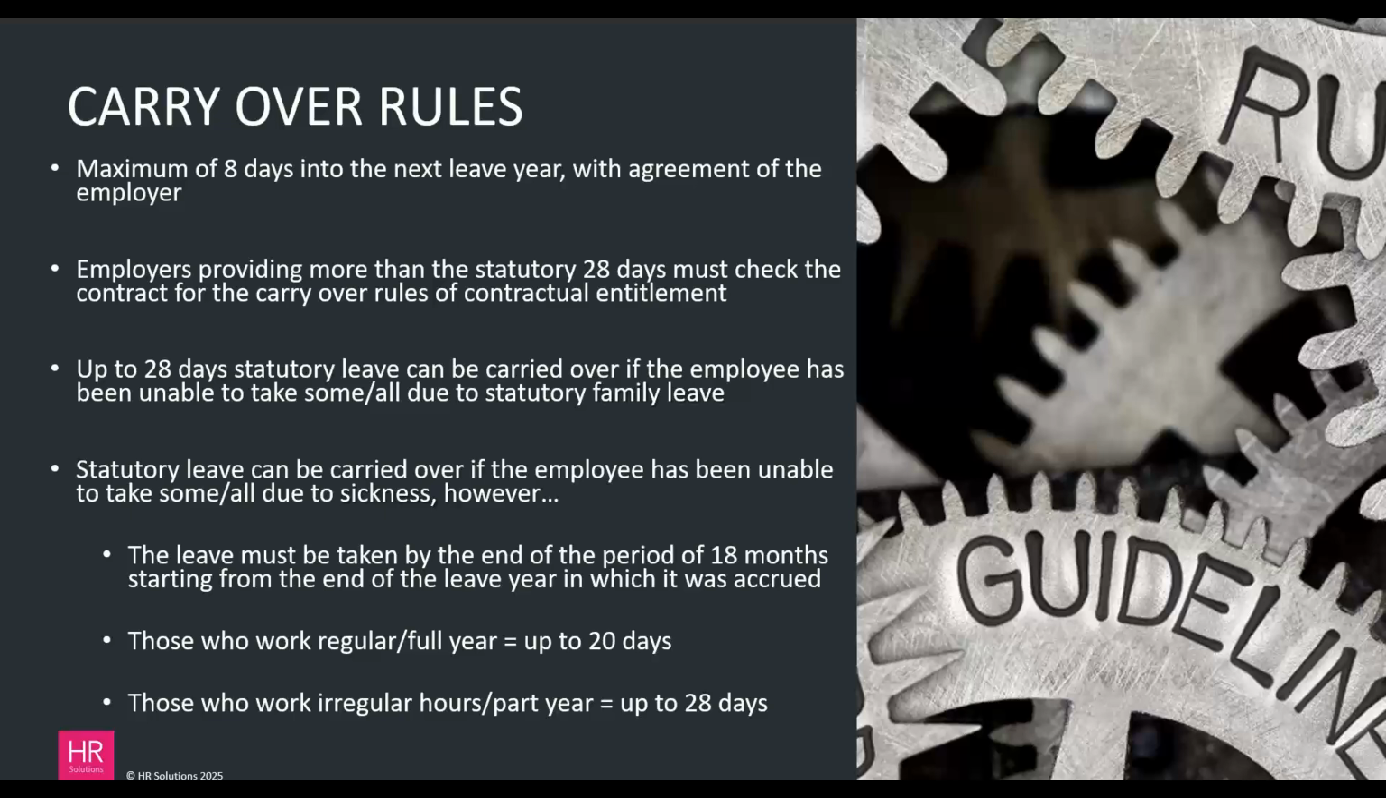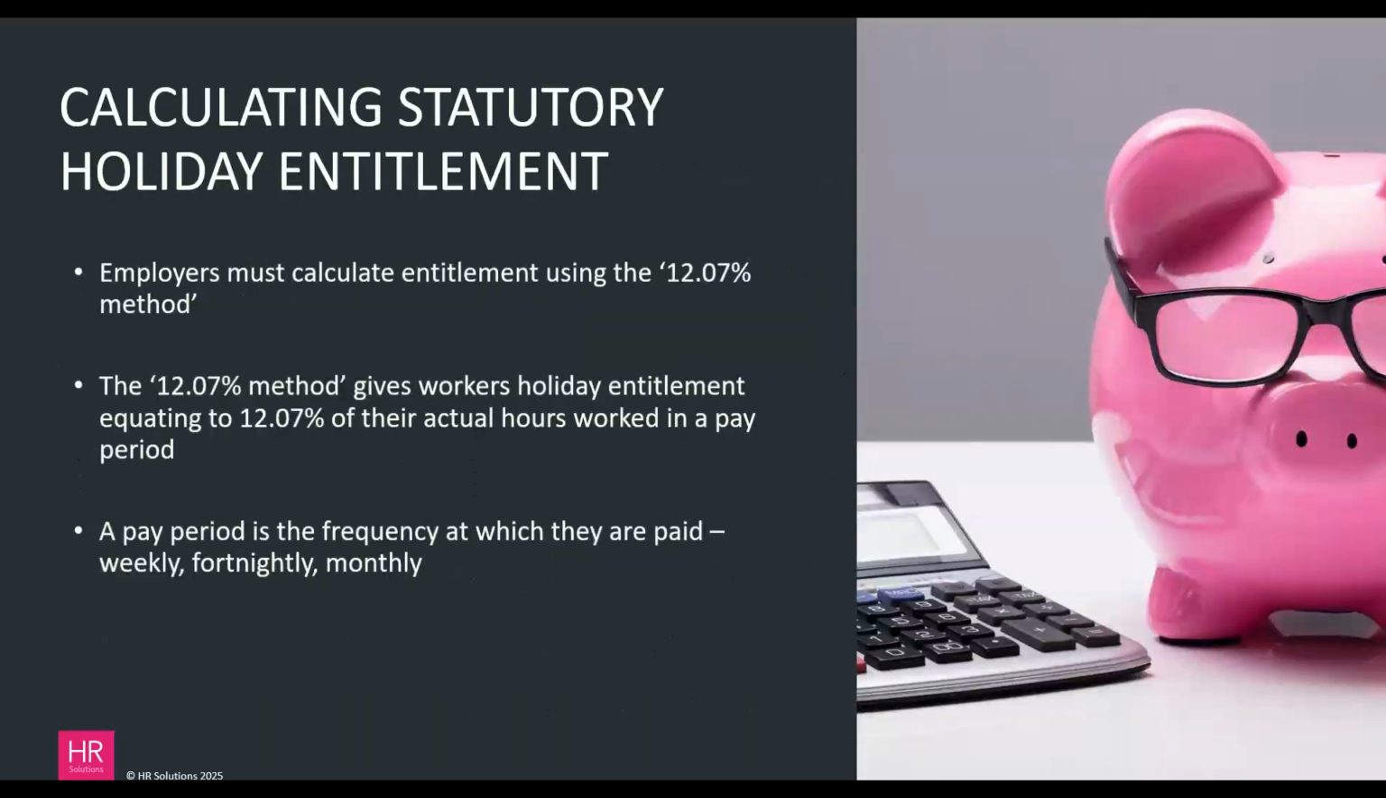So I'm going to now focus on the calculating of entitlement. Employers now, and this is relating to the irregular hours and part year workers, you must calculate their entitlement using the 12.07% method. And again, I would think many of you on this call will know that this is something we have been able to use in the past.